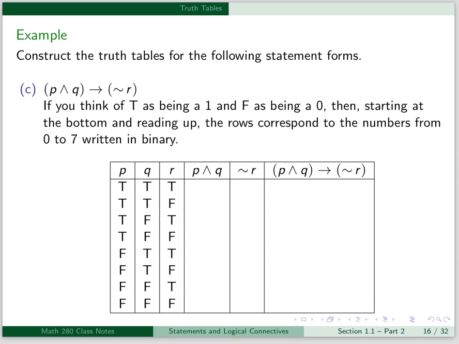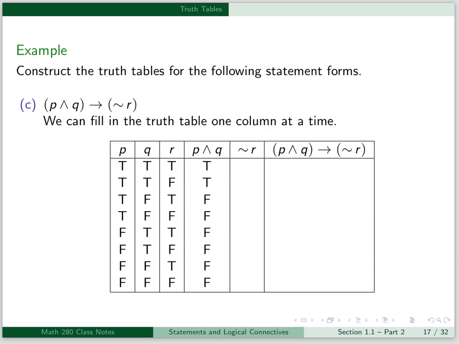If you think of true as being a 1 and false as being a 0, then starting at the bottom and reading up, the rows correspond to the numbers from 0 to 7 written in binary. So our bottom row is false, false, false, which is 0, 0, 0, or just 0 written in binary. The next row up is false, false, true, which is 0, 0, 1, which is 1 written in binary. The next row up is false, true, false, which is 0, 1, 0, which corresponds to 2 written in binary, and so on. We then fill in the truth table one column at a time, as usual.